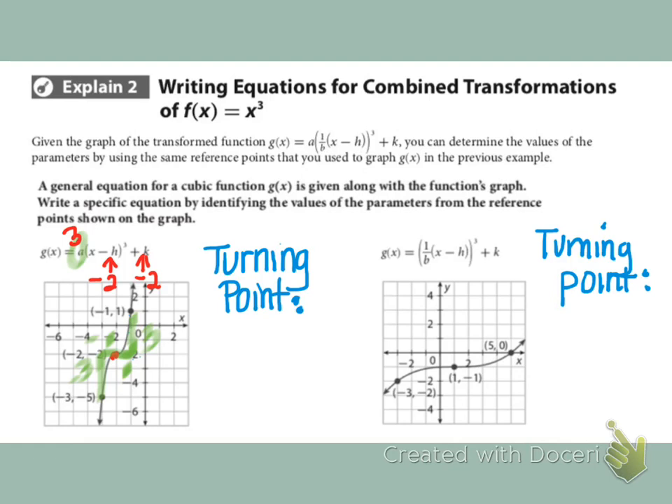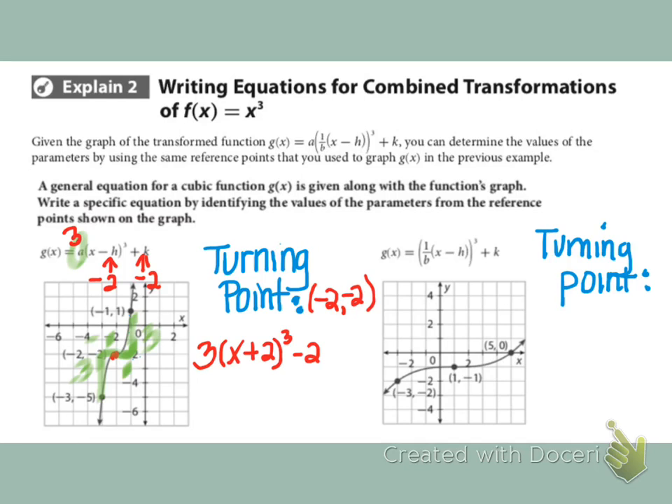So our new, the turning point, if I wanted to list that out, was negative 2, right? So that makes our function be 3 times x minus negative 2, which means x plus 2 cubed minus 2. So this thing is moved 2 units to the left, 2 units down, and it's vertically stretched.